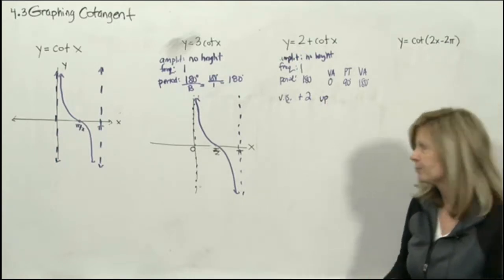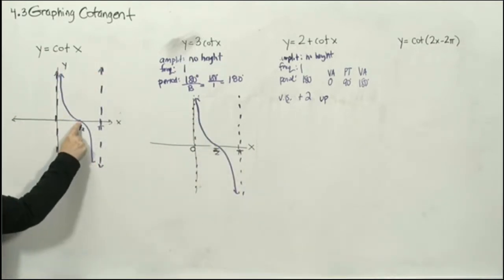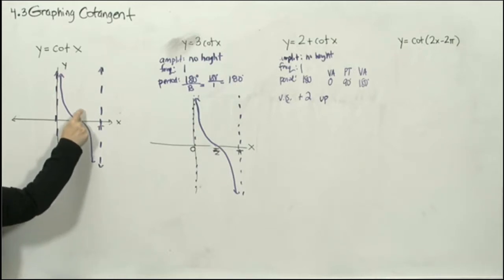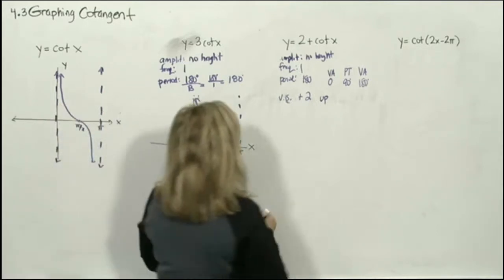So think about it. Here's the original parent. Instead of this point staying here at 90 degrees, 0, it's going to physically shift up 2, 1, 2. So it's going to be at 90 degrees still, but now it's going to be up at the number 2. So let's graph that.